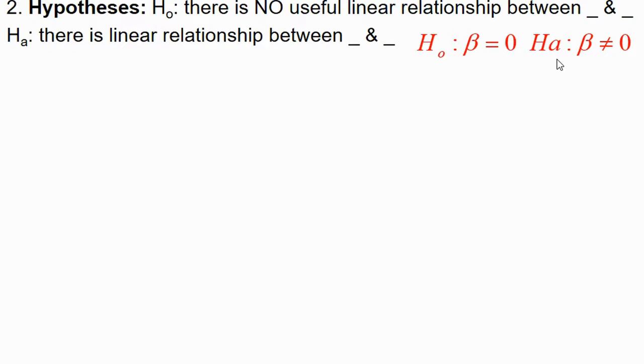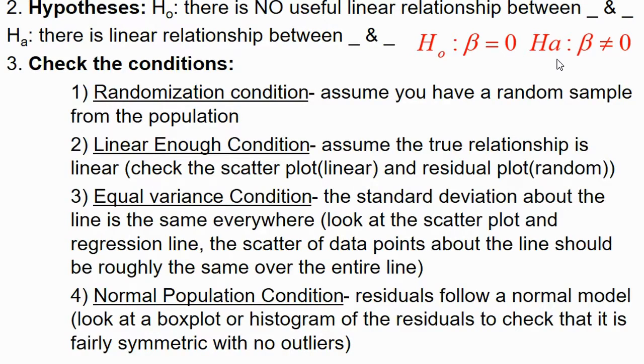Next is the conditions. The conditions for this test are like the longest one ever. I'll just read you the names and then we'll actually do them in the example. You're still going to be checking your randomization condition. Now you're going to be checking something called the linear enough condition, the equal variance condition, and then your normal population condition. We'll explain them specifically once we start the example. That was step 3, check the conditions.